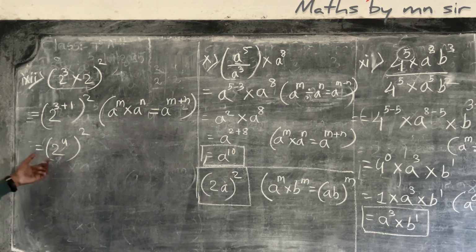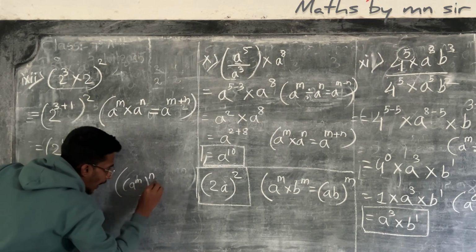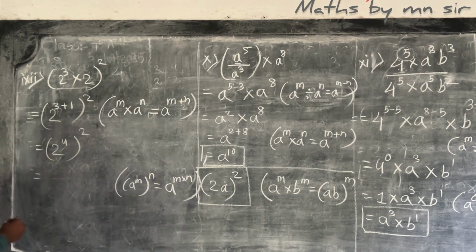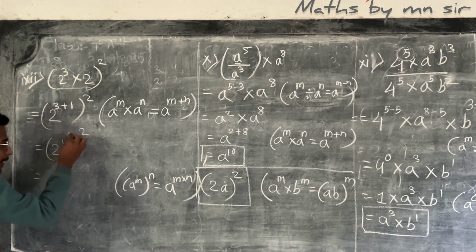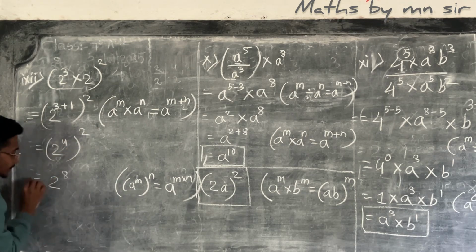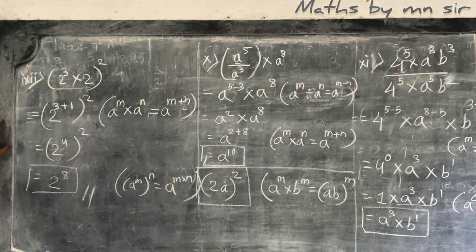Again we have to apply another identity, that is our third identity. a to the power m whole power n is equal to a to the power m into n. According to that identity, we have to multiply the power. 2 to the power 4 into 2 is 8. In such a way, we have to simplify the question by using identity.